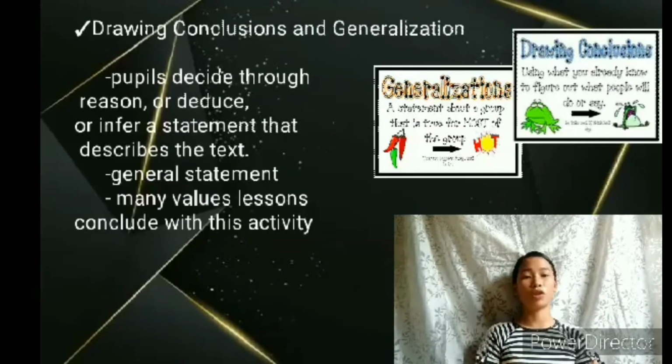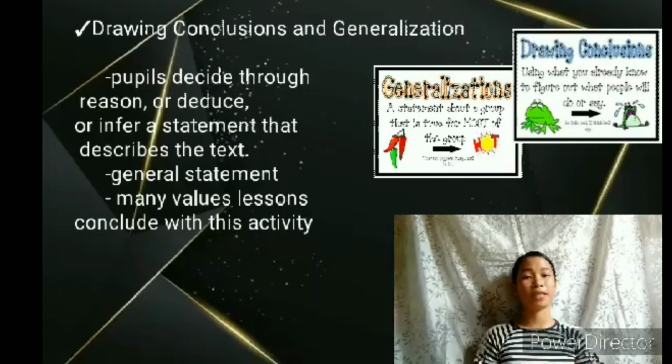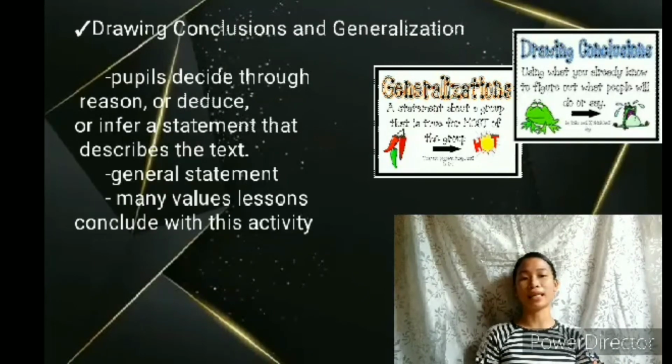We have drawing conclusions and generalizations. Pupils decide through reason or deduce or infer a statement that describes the text. A similar task asks to make a general statement about the text or a rule that is true for the text and the real life. Many values lessons conclude with this activity.